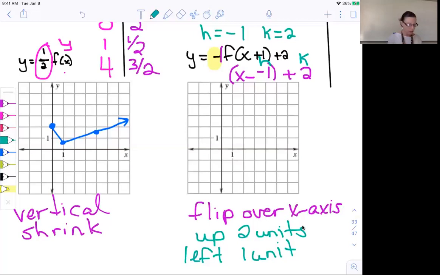So x minus -1, the h is -1, which moves the graph left. The number on the outside, that plus 2, is our k value. That plus 2 moves the graph up because k is moving the graph up or down.